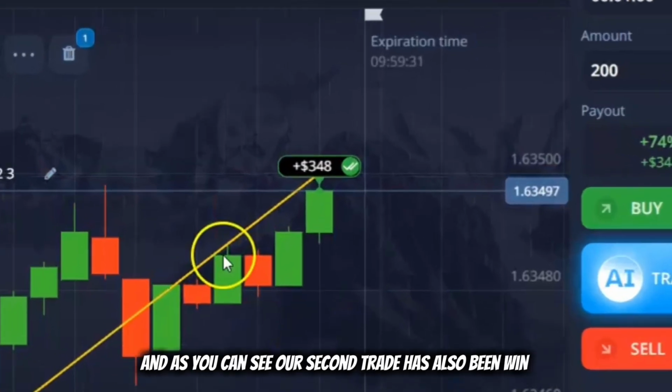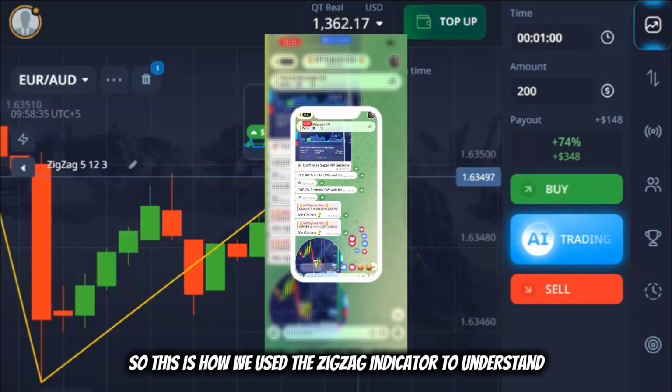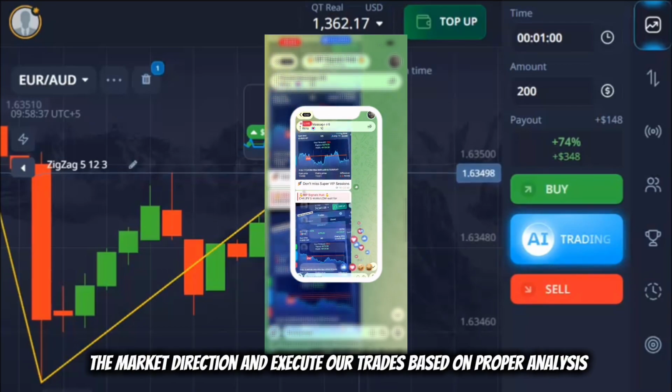And as you can see, our second trade has also been won. So this is how we use the zigzag indicator to understand the market direction and execute our trades based on proper analysis.